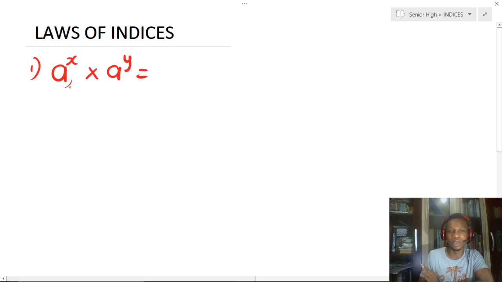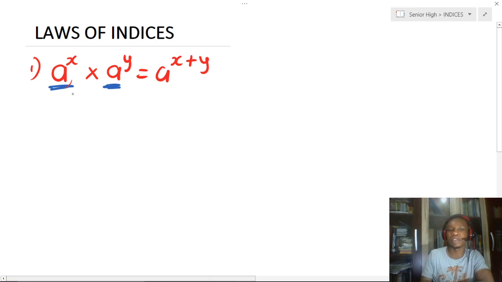Now we call these main numbers here the base. They're called the base numbers. So we'll call this A, and these real numbers, we call them the base numbers. Now the one that is on top is called the index, or you can call it the power. So A raised to the power X multiplying A raised to the power Y, the formula tells us that whenever a base that is alike, having different powers, is multiplying each other, you just take one of the base and then you add the index. That's why it is called the addition law. So you take one of the base and then you add the index.